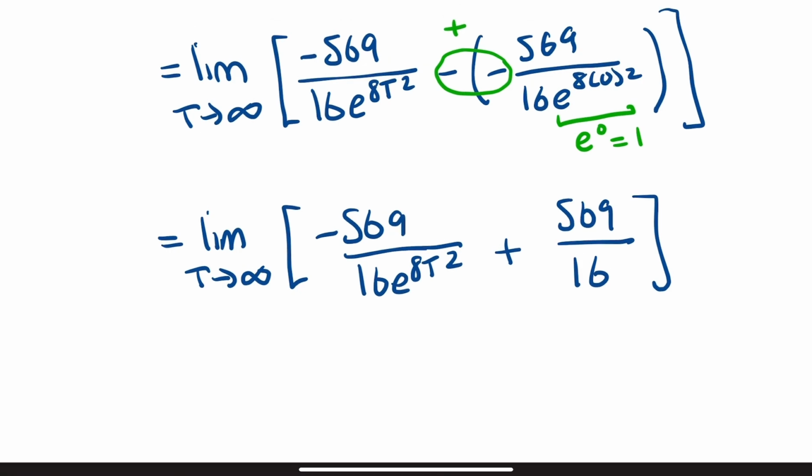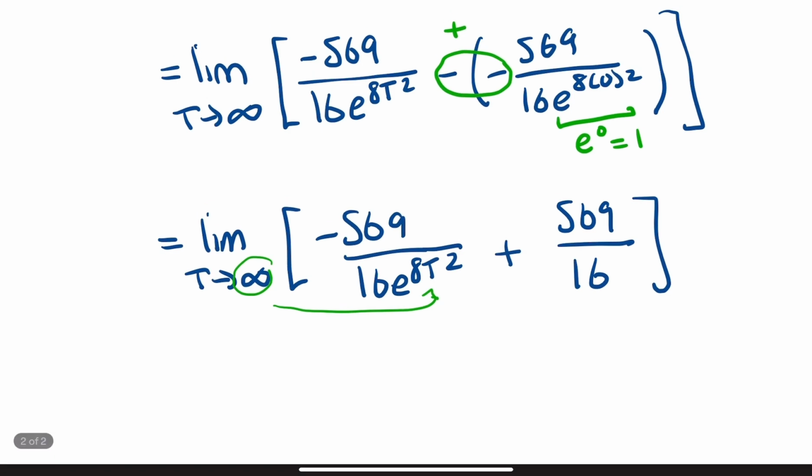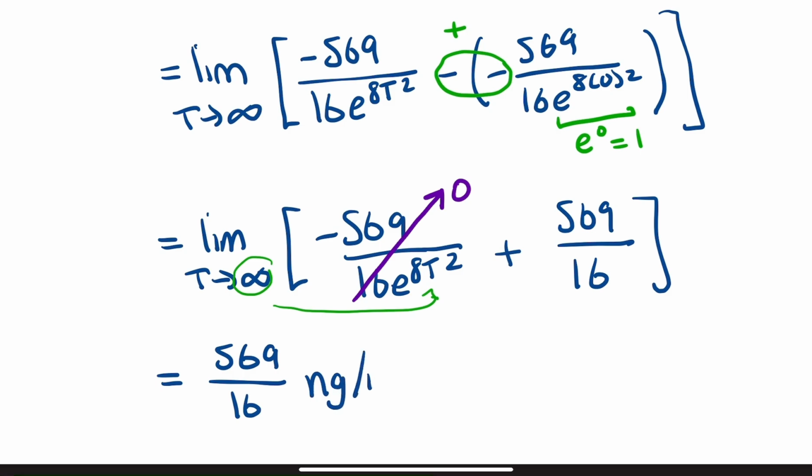And right off the bat, we know if you go ahead and plug in infinity into here, you're going to get 569 divided by a huge number. And so something divided by a huge number is going to make that thing approach 0. So this is essentially just going to go away and approach 0. And so your final answer is going to be 569 over 16 nanograms per milliliter. And if the question asks you for decimal places, then this is approximately equal to 35.6 nanograms per milliliter.